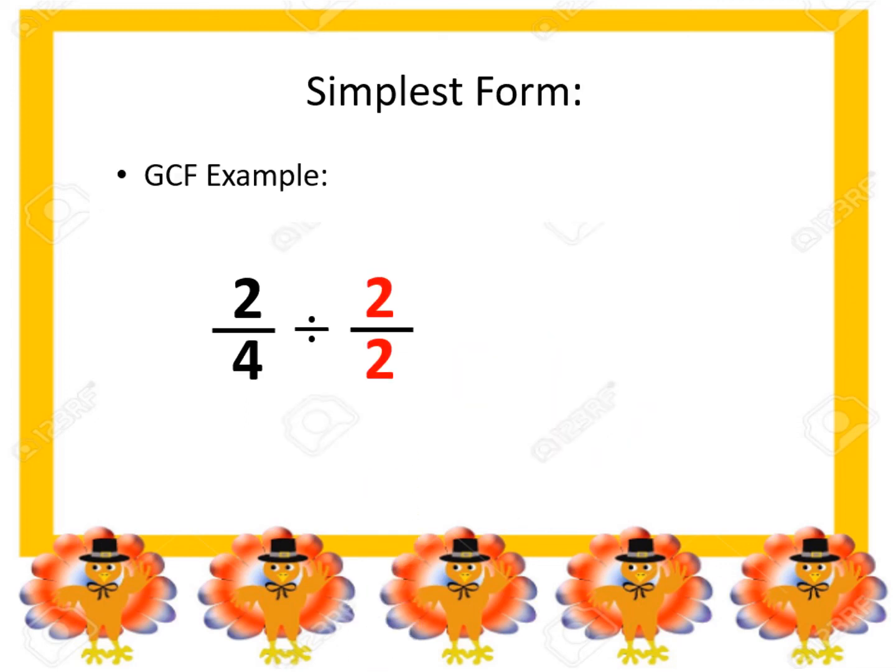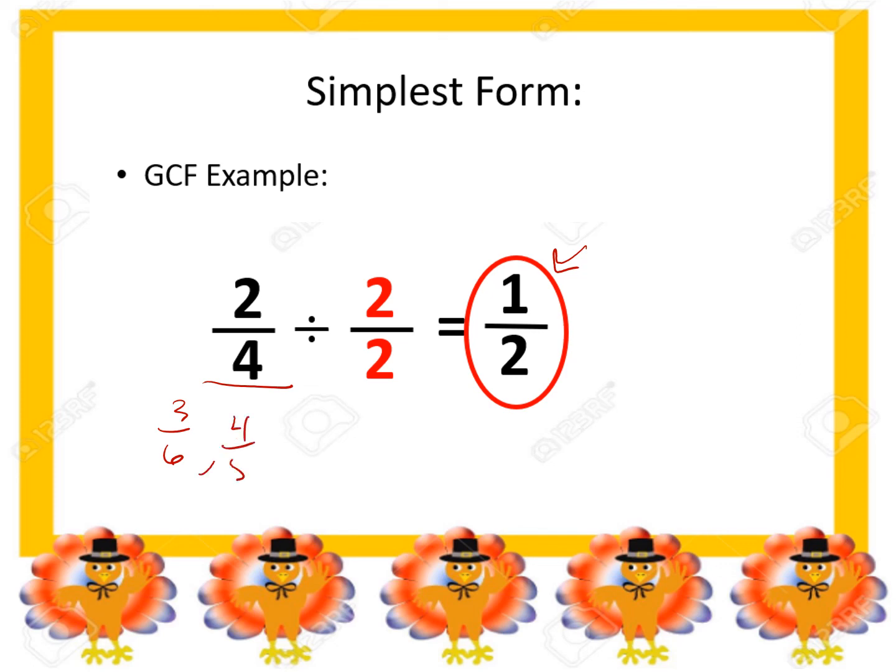So the greatest common factor example, 2/4. I can divide both numbers by 2 because 2 is a prime number, so I can't divide it by anything else. And 4 is a multiple of 2, so I can divide them both by 2. The answer there is 1/2. And we talked about this: if the number on top is half of the number on bottom, then it's automatically equal to 1/2, like 3/6, 4/8, 5/10, 6/12, and so on.